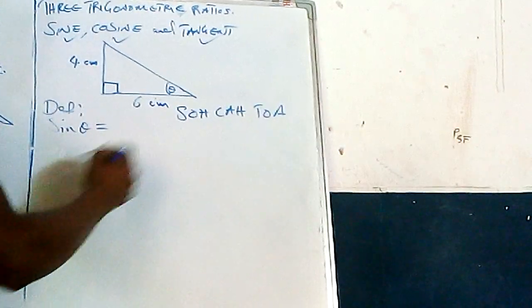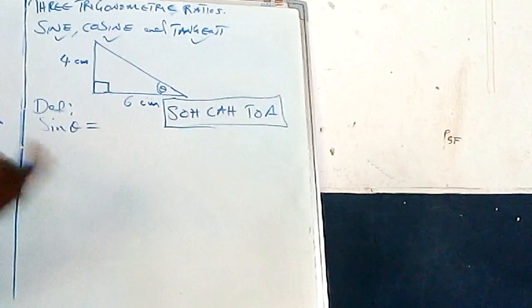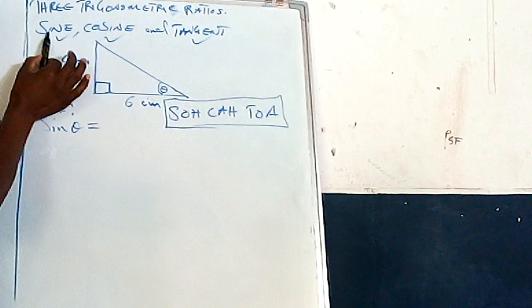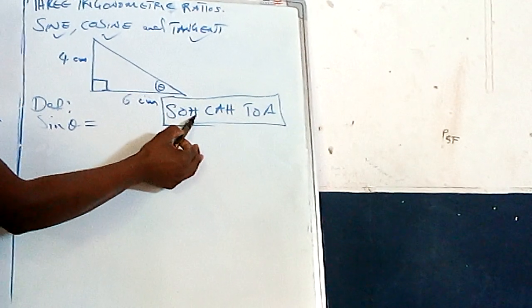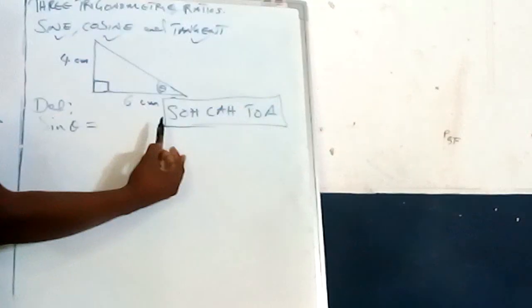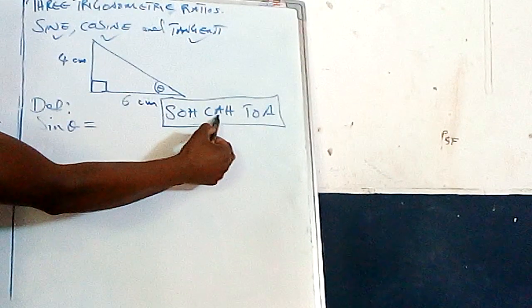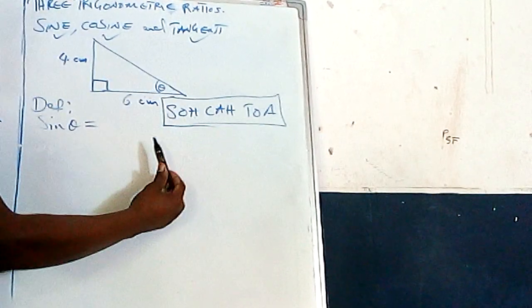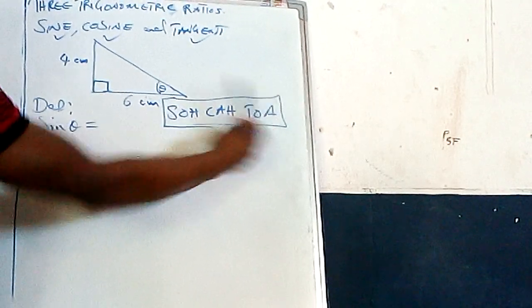SOHCAHTOA. Why is this very important? This is very important because it actually defines what these 3 trig ratios actually are. I will explain. This S stands for sine, this O stands for the opposite side, and this H stands for the hypotenuse side. This C stands for the cosine. This A stands for the adjacent side of that particular right-angled triangle under review. The H is for the hypotenuse, and the T is for the tangent. The O is the opposite, and A is the adjacent.